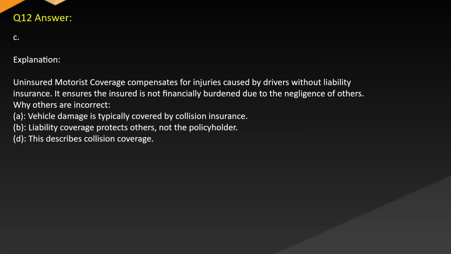Answer: C. Explanation. Uninsured motorist coverage compensates for injuries caused by drivers without liability insurance. It ensures the insured is not financially burdened due to the negligence of others. While others are incorrect. A. Vehicle damage is typically covered by collision insurance. B. Liability coverage protects others, not the policyholder. D. This describes collision coverage.